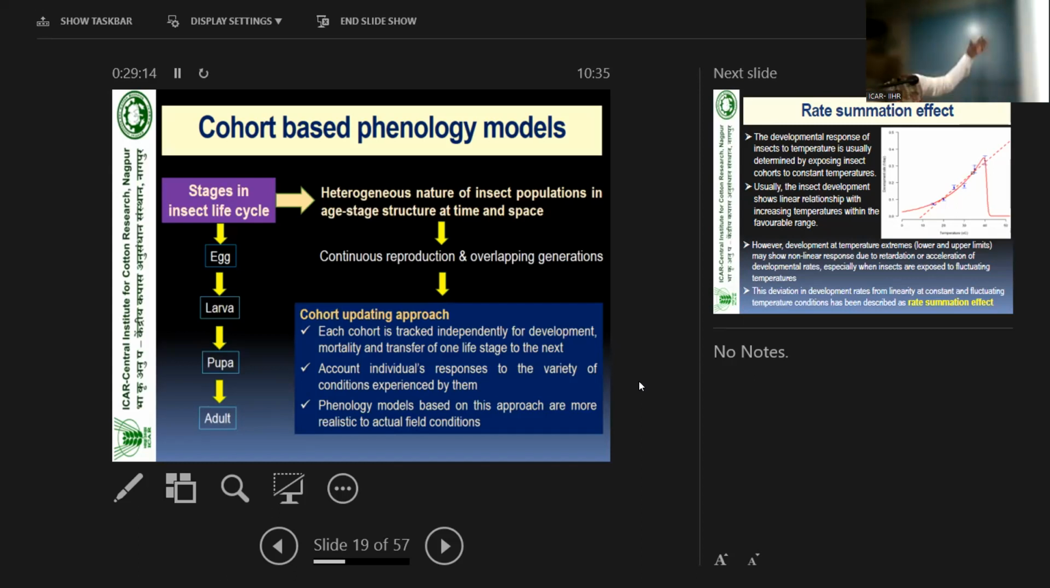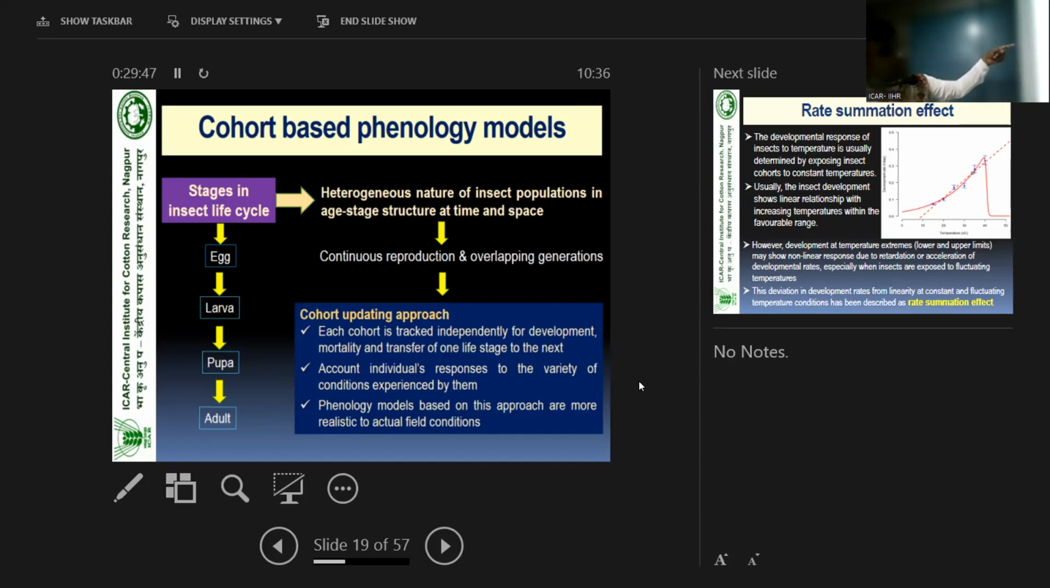Then stages in the insect life cycle. I have already told in a previous slide about the heterogeneous nature of insect populations and age-stage structure in time and space. Age-stage structured means age will be different and stage will also be different. Some will be eggs, some will be larva, some will be pupa. And within that, the age of eggs will again vary, and the age of larvae will again be different. That's why continuous reproduction and overlapping generations will be there in insects with multiple generations, particularly.